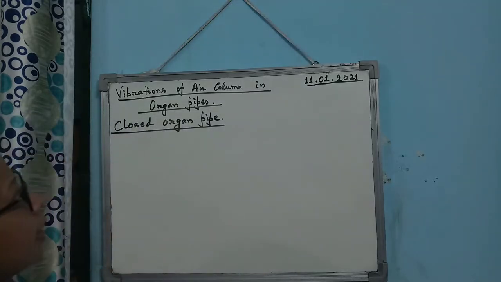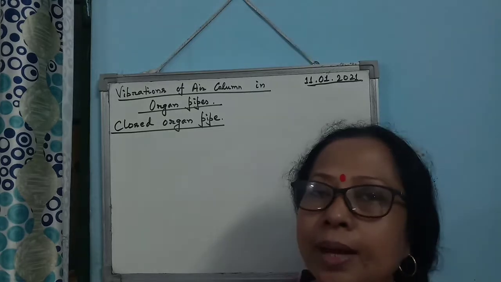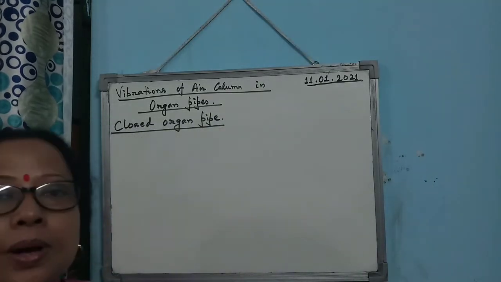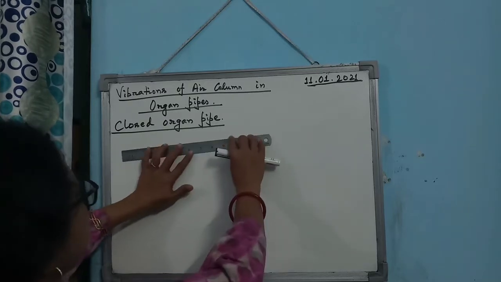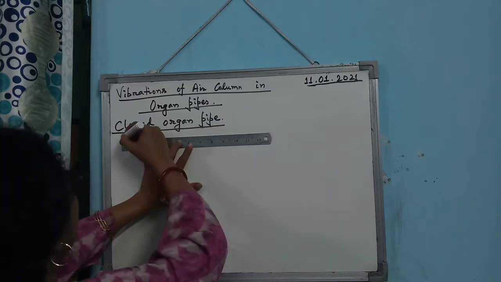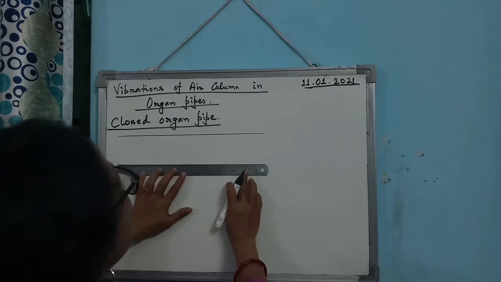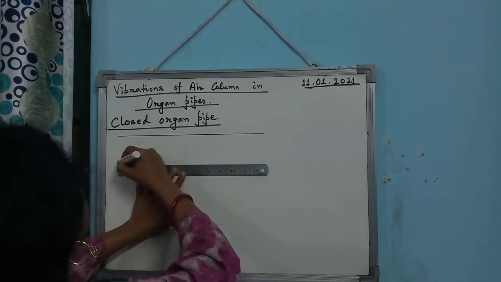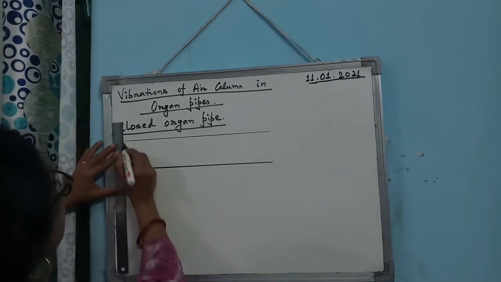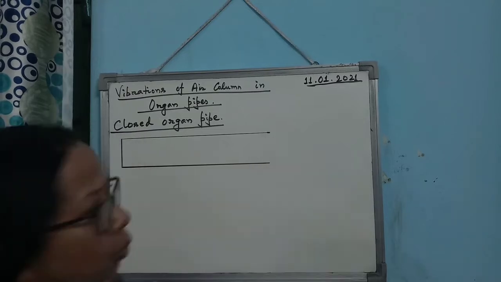Here there are generally two kinds of organ pipe. One is known as open end pipe, another is closed. Now first I will discuss the closed organ pipe. Closed organ pipe means that the pipe is closed at one end. If I draw the diagram of the pipe, then it looks like this. One end is closed and this end is open.